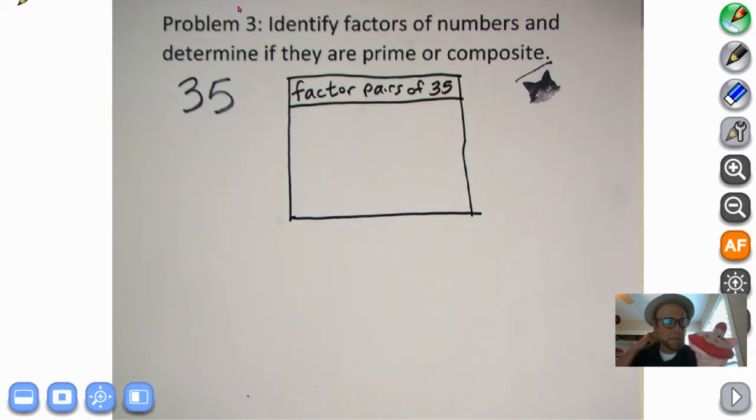Well, what can you tell us about 35? What would be the first 2 factor pairs? Well, you would say 1 and the number itself. So it is 1 and 35 would be the first factor pair. Well, you're absolutely correct, Princess Yvonne.